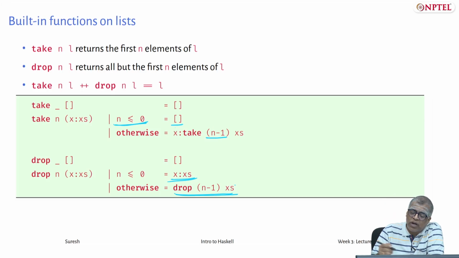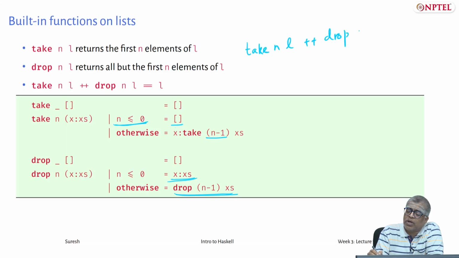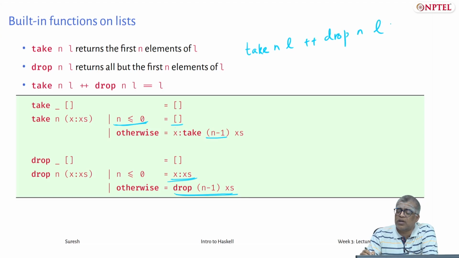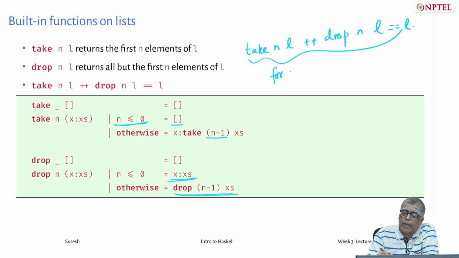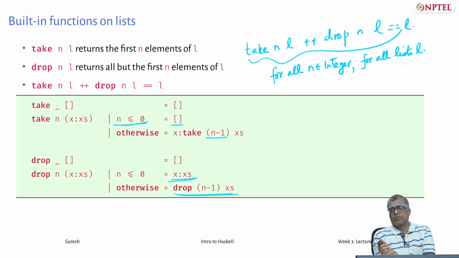But this is it. Note that take and drop are very nice in that take n l plus plus drop n l should always return you the list l, no matter what n is and no matter what l is. For all n in integer, let us say positive or negative or 0, for all lists, this equation holds. So, this is about take and drop.